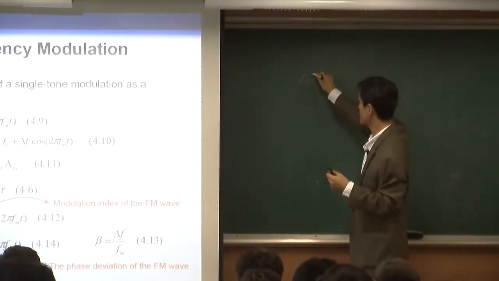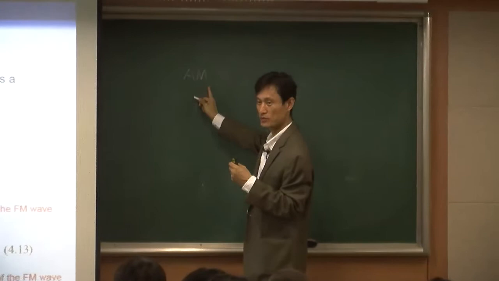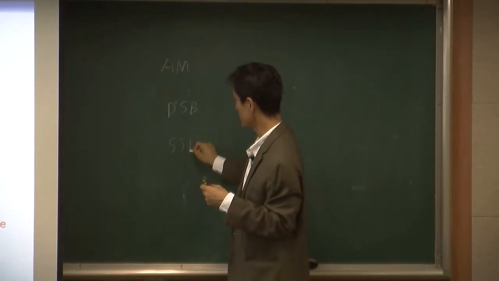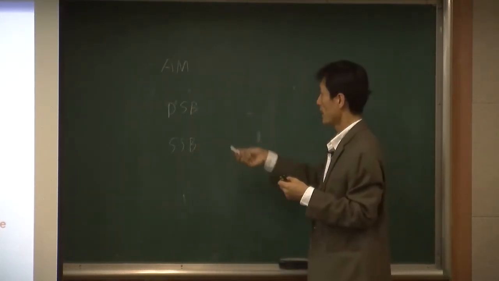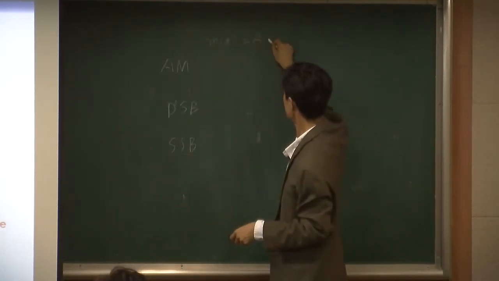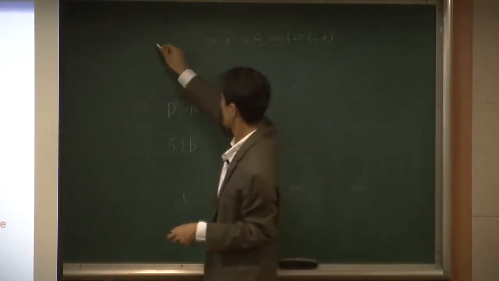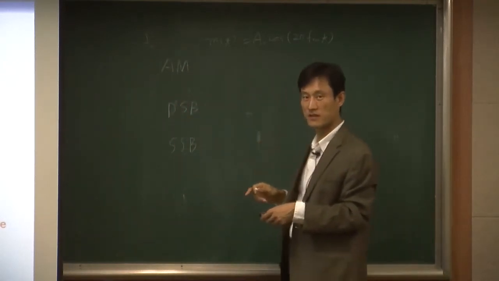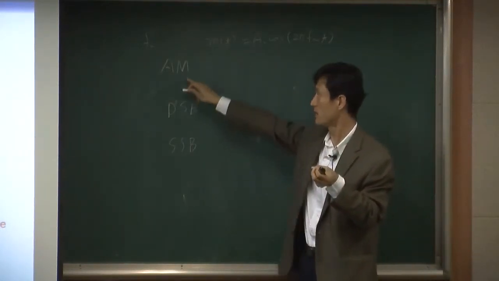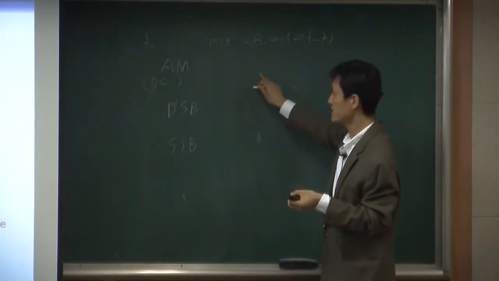Okay, let me go back and review the AM. So we talked about the DC added amplitude modulation first, and we also talked about DSB and also SSB, right? That's what we discussed earlier. And let's say our message is this, the cosine, Ac cos(2π fm t). And fc, let's say, is a carrier frequency. Eventually, using this message, and let's say you are doing the DC added AM, then what is the output?